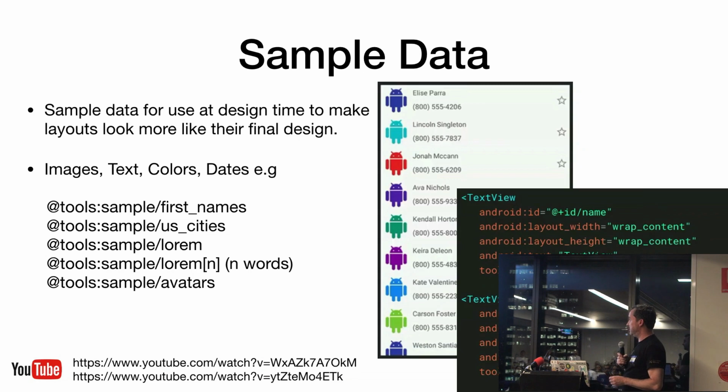So some of the built-in sample data that you get is for things like images, text, colors, dates. You can have first names, US cities, the lorem ipsum thing. You can specify how many words that you want from that. You can have some avatars, so you get some nice pre-rendered, cartoonish kind of style images. And to reference those inside your text views, you just use the tools annotation, and then the sample data that you want to pull in.